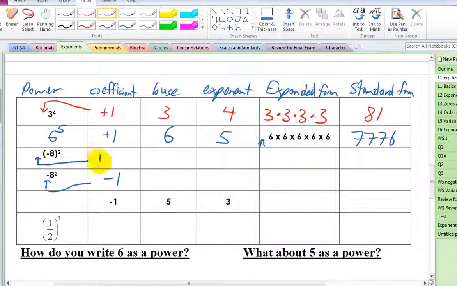That number which we never write is the +1. The base is a -8. Exponent is 2. So we're going to have a -8 times a -8, +64. The next one, though, is going to be a base of 8. No brackets. The base is 8. The exponent is 2. And it's going to be -1 times 8 times 8. They're both positives. Now it's -64.